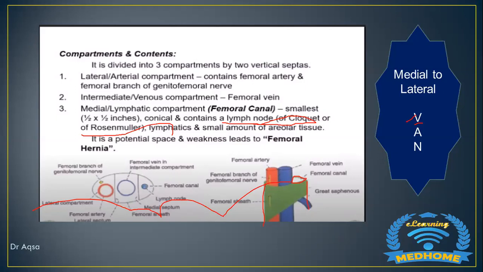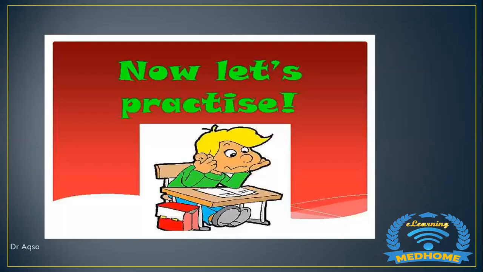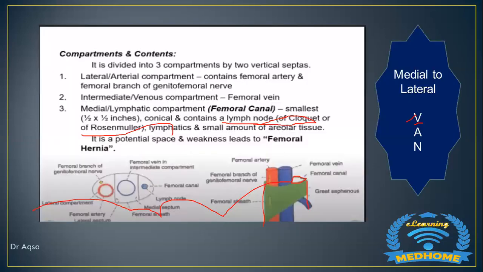Am I clear till here? Ma'am, that last mnemonic which you had given, that femoral vein, artery, and nerve, that is in the femoral canal. It is in the medial compartment. I have a doubt. I didn't understand that last.